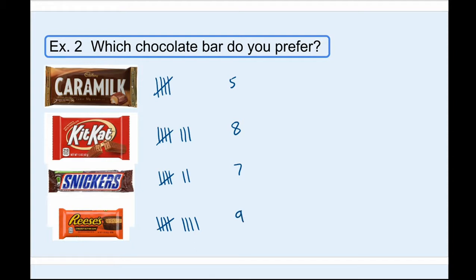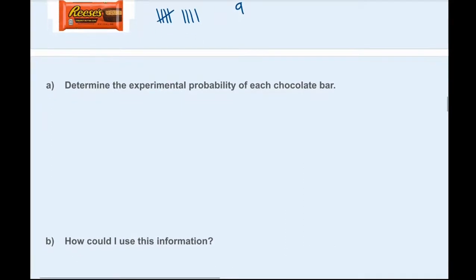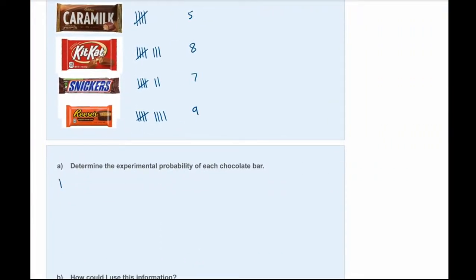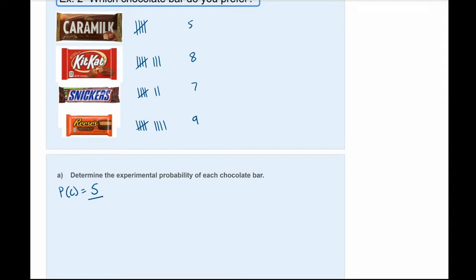So again, all hypothetical. In our actual notes, we would have something different, but really it doesn't matter in this case. So I want to determine, again, the experimental probability of each chocolate bar. So if I go back up and I look at my table, or if I zoom out a bit so I can see both, the probability of a caramel is going to equal how many times a caramel occurred. In this case, it was 5, over the total number of trials, or in this case, the total number of participants. So if we have 5, 8, 7, 9, we have 29 people. So in this case, the probability is 5 out of 29.